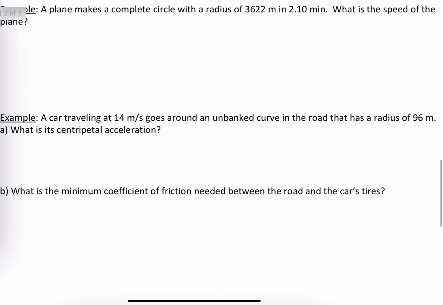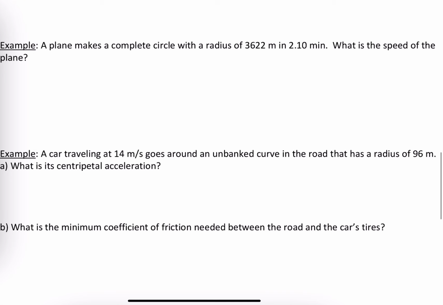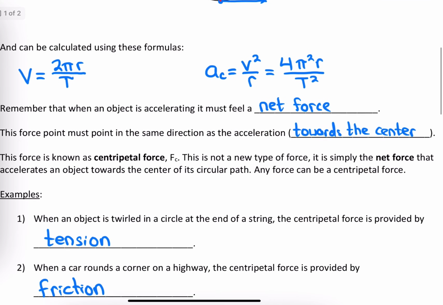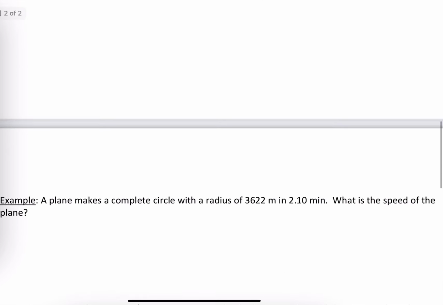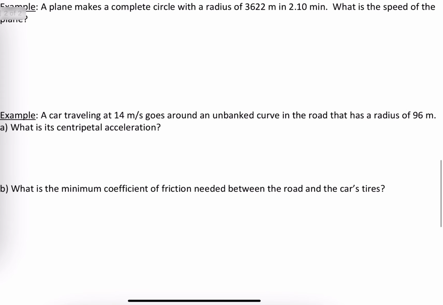Okay, so let's tackle a couple of examples here. A plane makes a complete circle with a radius of 3,622 meters, and it does this in 2.1 minutes. What is the speed of the plane? Okay, so here we're being asked for the speed of an object that's in uniform circular motion. Well, we said that for an object in uniform circular motion, the formula for speed was this, 2 pi r over t. So let's see if we can use that here.